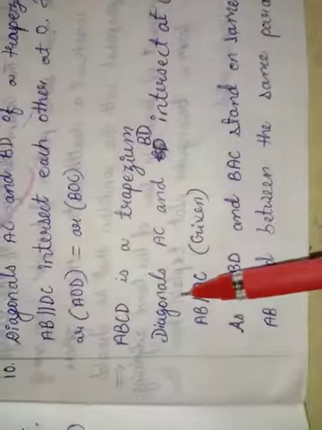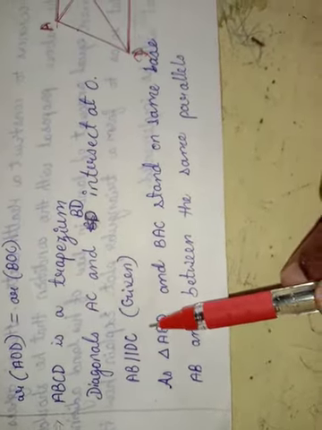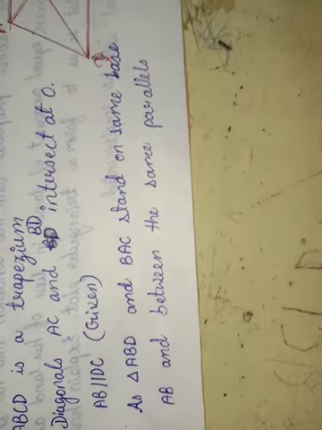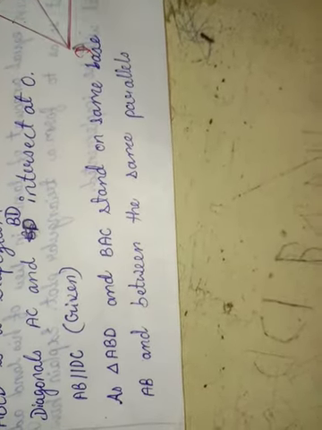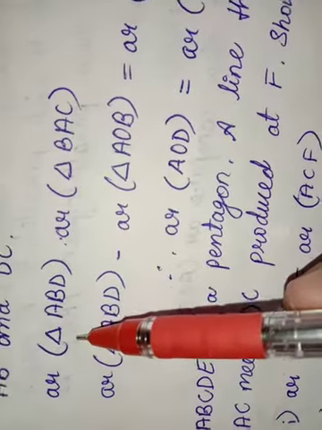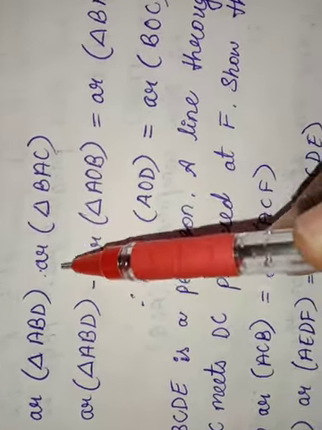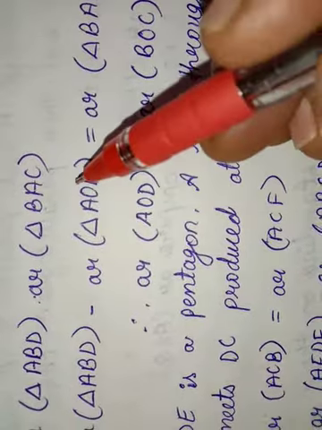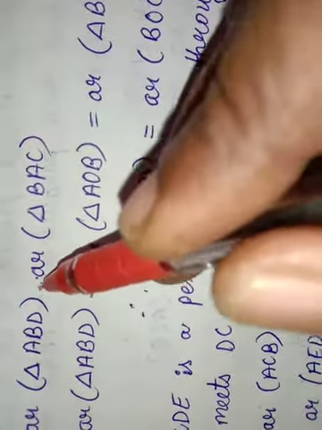Now, ABCD is a trapezium. Diagonals AC and BD intersect at O. AB is parallel to DC. Triangles ABD and BAC stand on the same base AB and between the same parallels AB and CD. Therefore, area of triangle ABD is equal to area of triangle BAC.